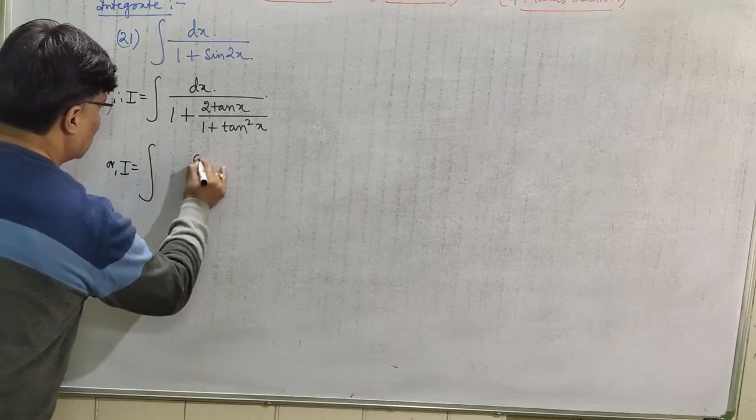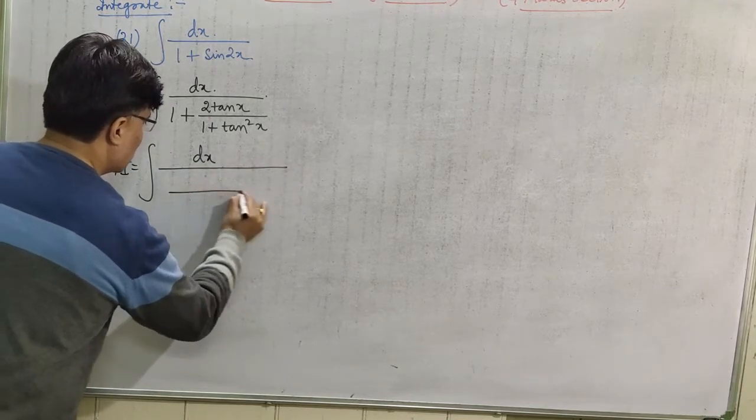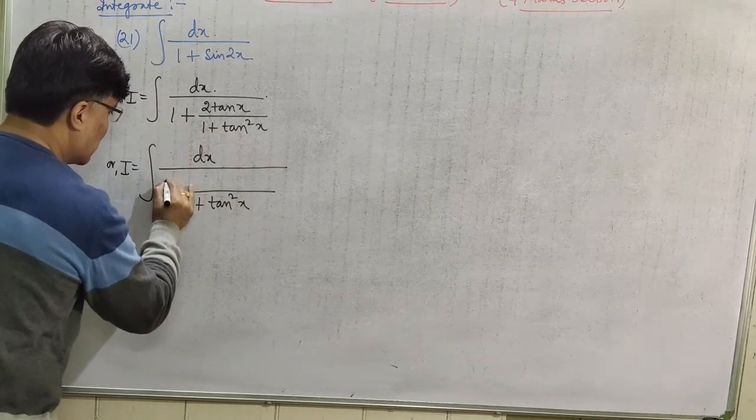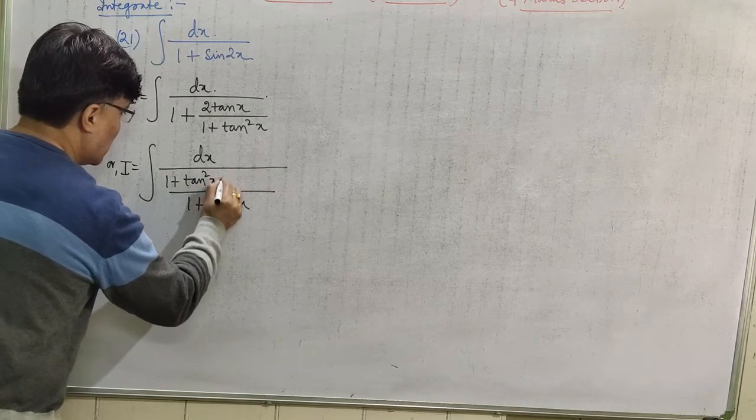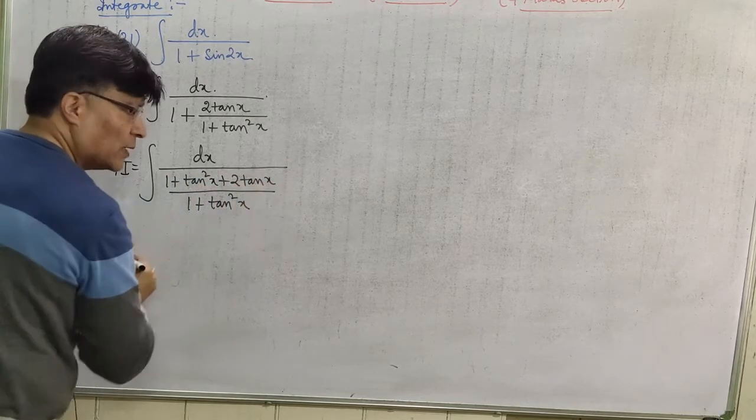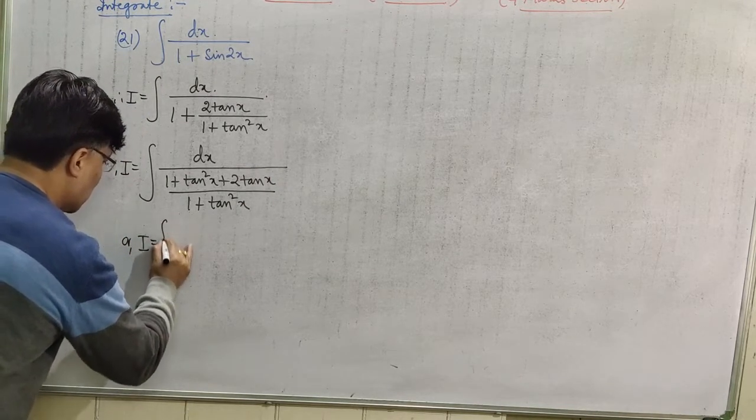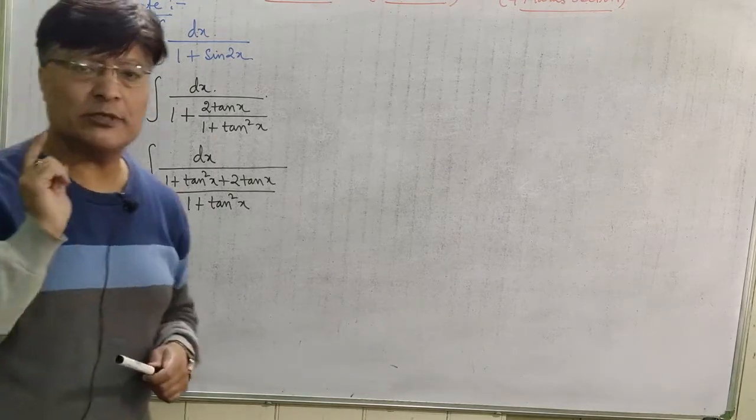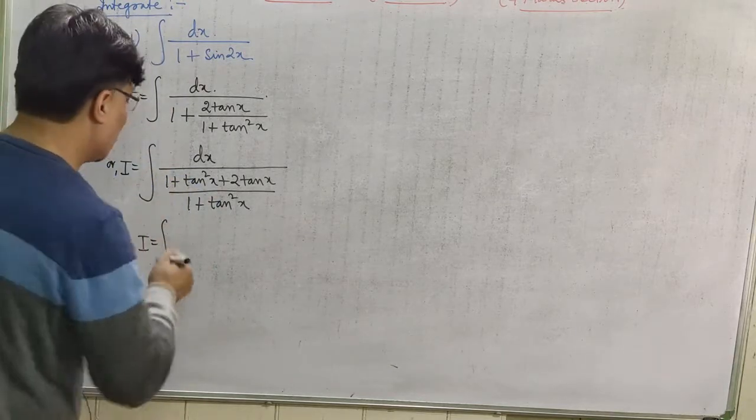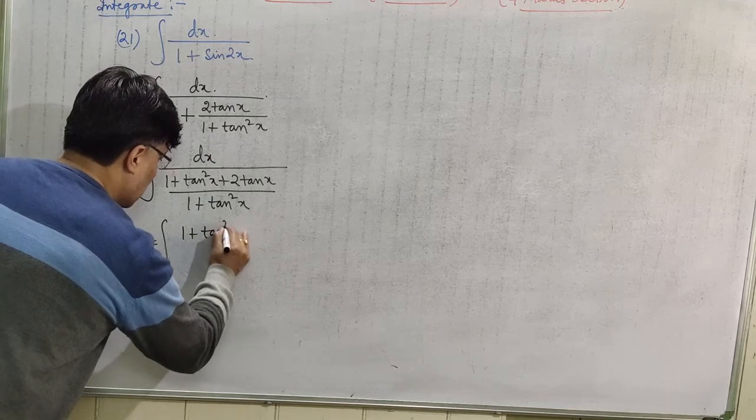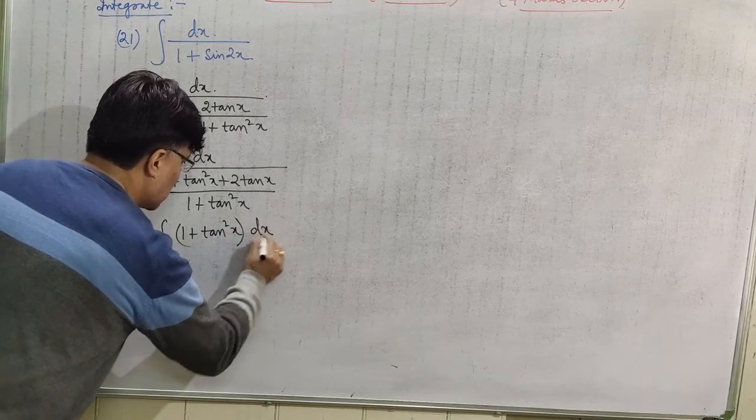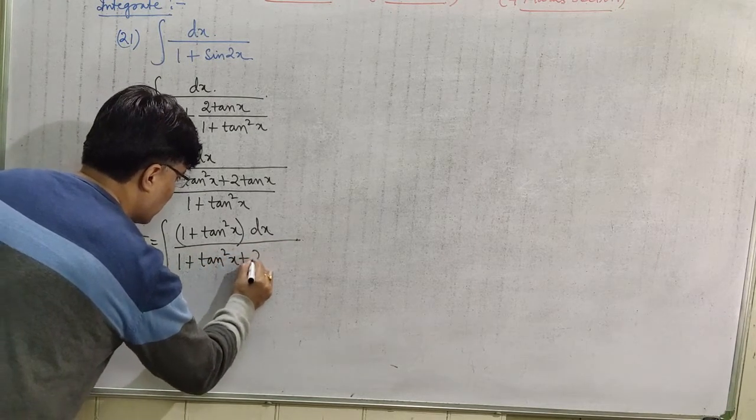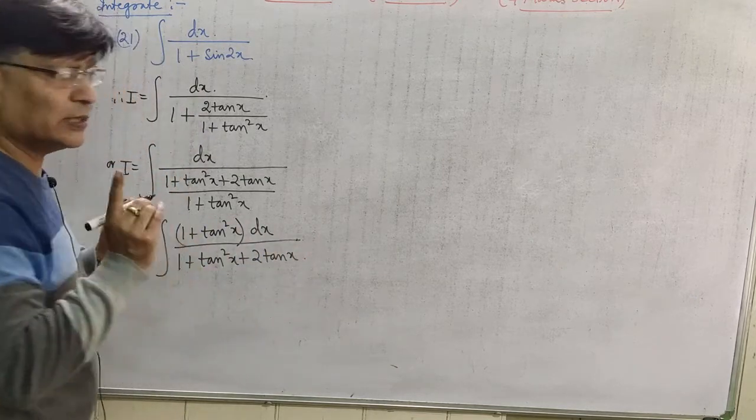Or I is equal to integral dx divided by, so what's the LCM out here? It is 1 plus tan square x. 1 plus tan square x into 1 is 1 plus tan square x, plus this is your 2 tan x, right? Or I is equal to integration of, let us simplify this expression. When this denominator goes up in the numerator, this fraction becomes upside down. You know that. That is, 1 plus tan square x goes up in the numerator, that is 1 plus tan square x, bracket close, dx divided by 1 plus tan square x plus 2 tan x. So I think you have understood it.